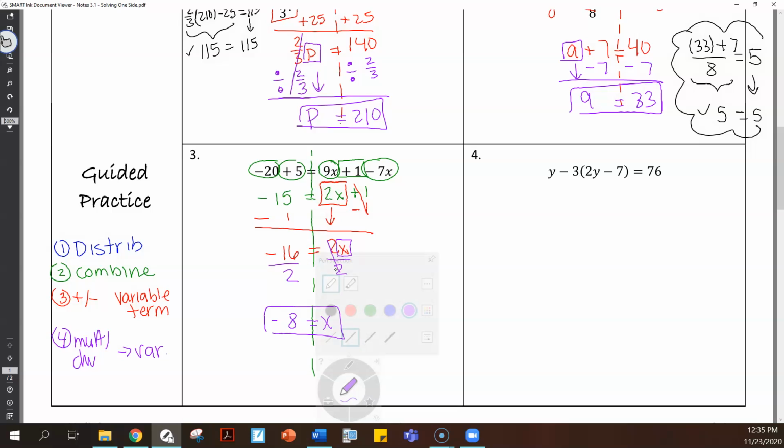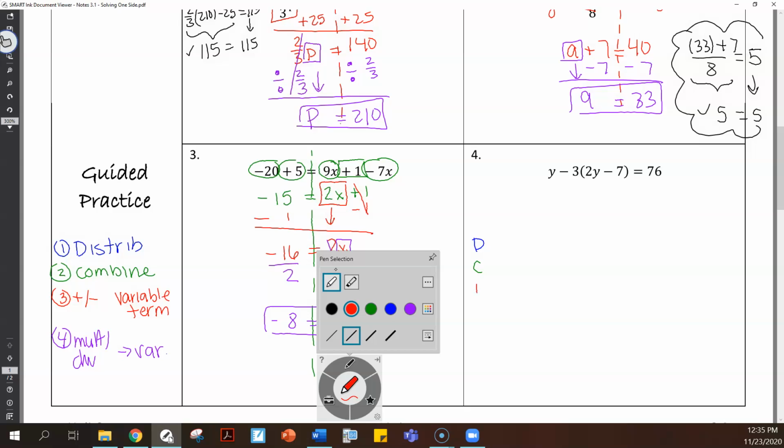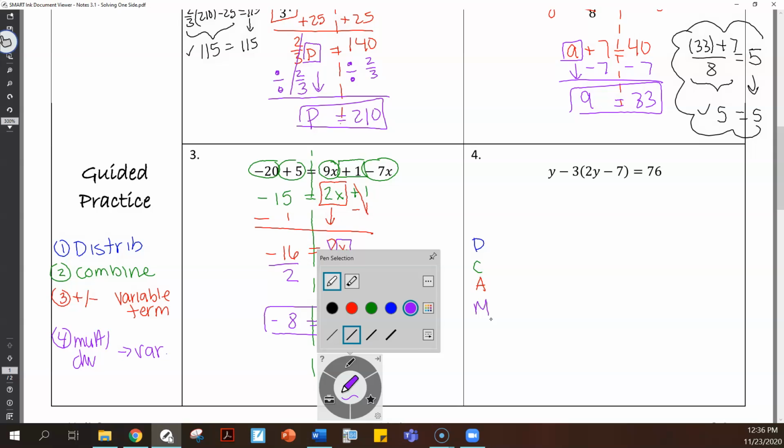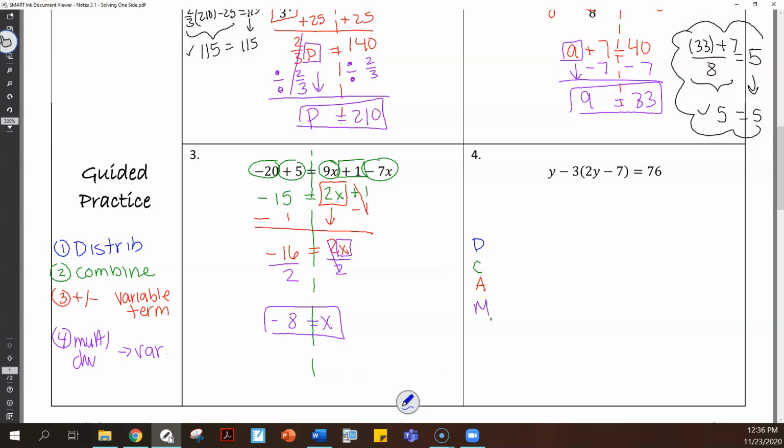Okay. So sometimes, in order to remind myself of the steps here, I like to do "Don't call after midnight." Distribute, combine any like terms on the same sides, add or subtract to get your variable term alone, and multiply or divide to get your variable alone. If you come to a step that you don't need to do, for example, in number 3, we didn't need to distribute, all I do is skip over it and move to the next step.